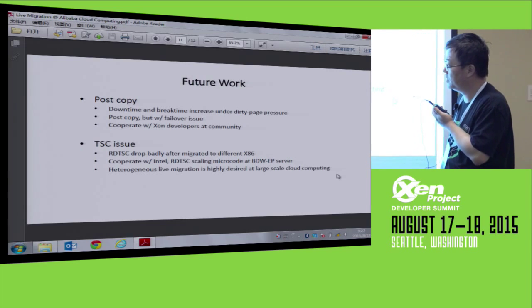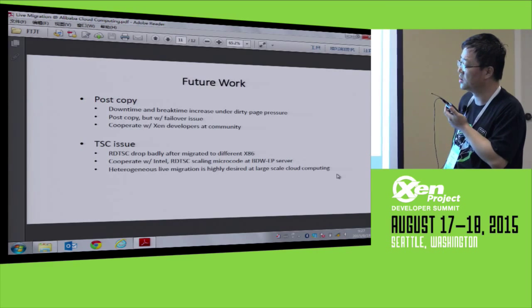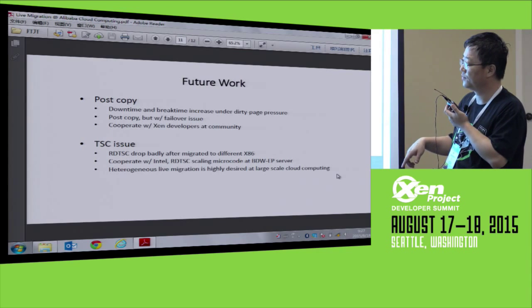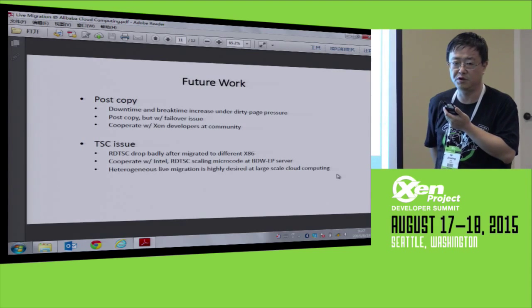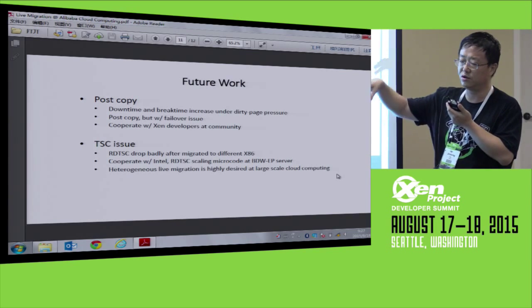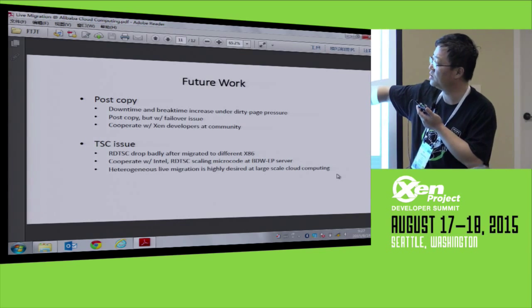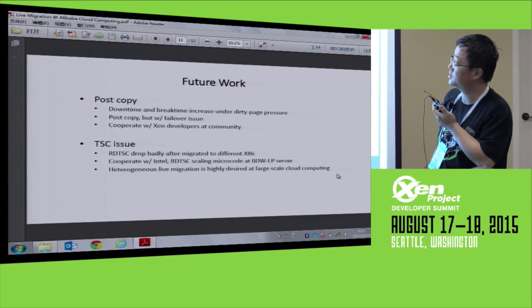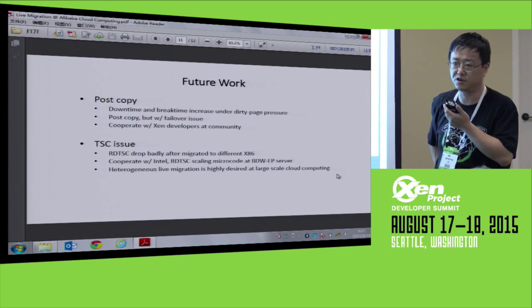The reason why we need to solve the TSC issue is that we need to support heterogeneous live migration. Heterogeneous live migration is highly desired in cloud computing, because some old servers expire and we need to migrate to new servers. The CPU types are different, so we really need this feature. Now we are cooperating with Intel Corporation to solve this problem. And this is the recent feature work about AliCloud live migration.